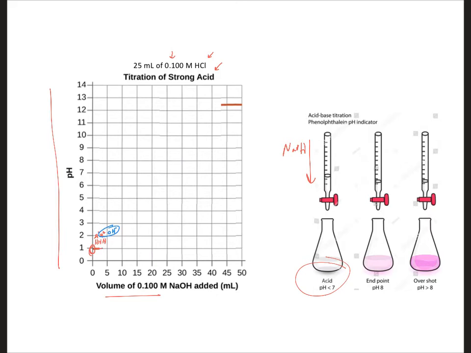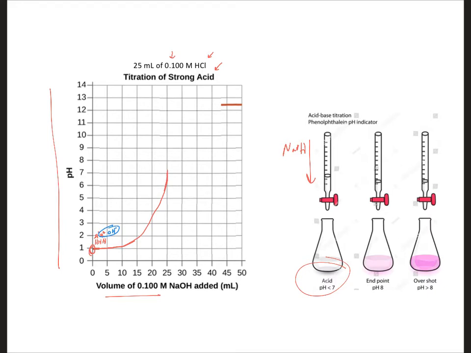As you add more and more sodium hydroxide, you're going to start to neutralize those protons. Less protons means a higher pH. So that means that over time, as you add more and more sodium hydroxide, you're going to rapidly start to change the pH until you get to this point where you're almost going vertical.